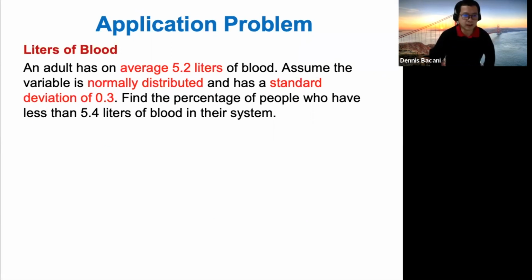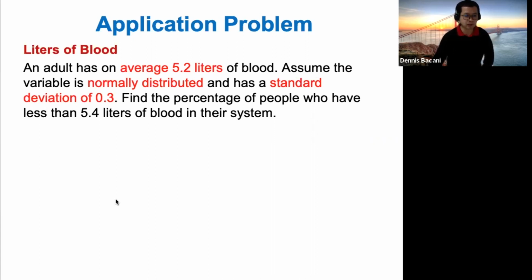Let's say an adult has, on average, 5.2 liters of blood. So assume that the variable is normally distributed and has a standard deviation of 0.3. So let's find the percentage of people who have less than 5.4 liters of blood in their system. It's very important to draw the sketch of your normal distribution, okay, to easily picture the problem.